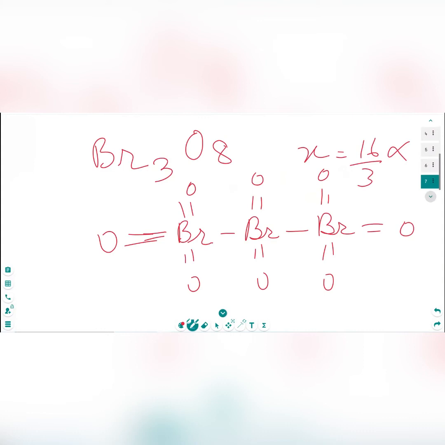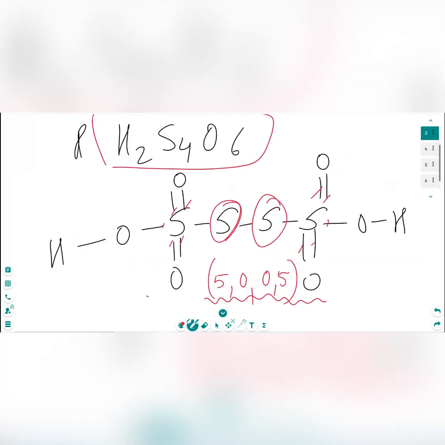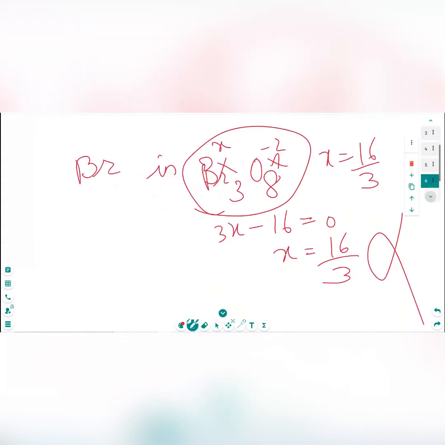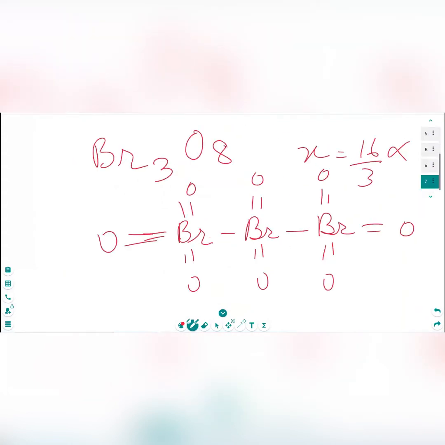Why did we do it differently over there in the sulfur one? Because there a hydrogen was attached. So the oxygen went here, one of the bonds is with the hydrogen. That's the reason I've drawn it that way there. But here oxygen is always -2.